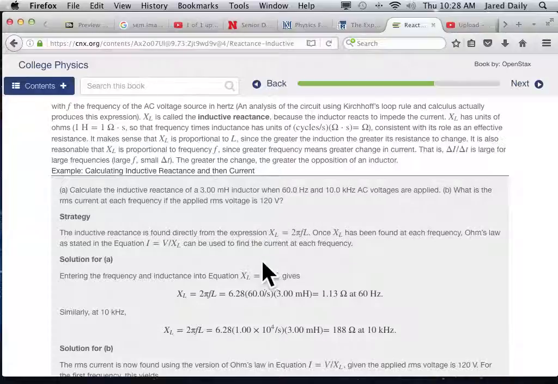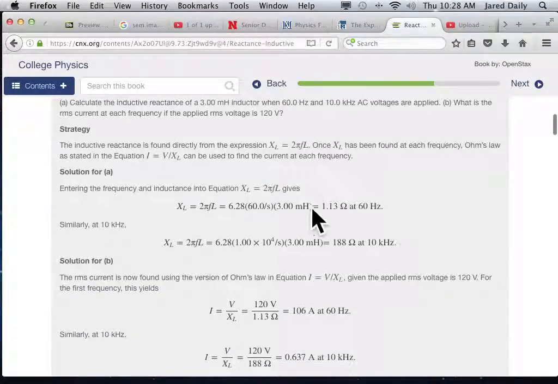We first calculate the reactance of this inductor at these frequencies. At 60 hertz, it turns out to be 1.13 ohms. So at 60 hertz, this inductor behaves like a 1.13 ohm resistor. At 10 hertz, I mean 10 kilohertz, since 10 hertz should be lower but 10 kilohertz is much higher. So we multiply all those numbers together and we get 180 ohms, which is much higher than the 1.13 ohms. So at the higher frequency, the inductor affects the circuit much more, and that's what we expect.